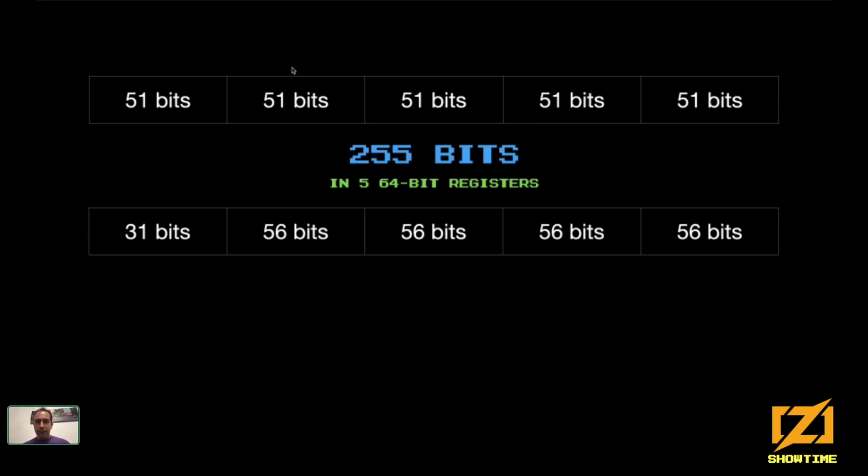So you got the idea. Carries are annoying. So how to get rid of the carries? One thing we could do is instead of having 4 64-bit limbs to store our 255-bit number, we can add one more. So we have 5 64-bit registers now. So now we only need 51 bits per limb. This is nice. We have plenty of extra bits that we don't use.